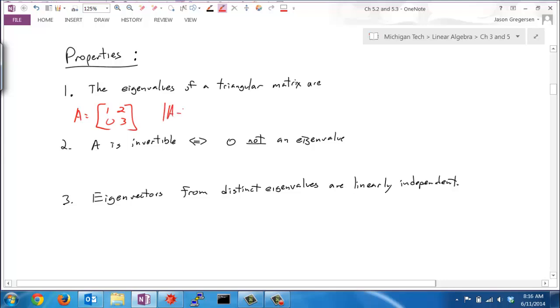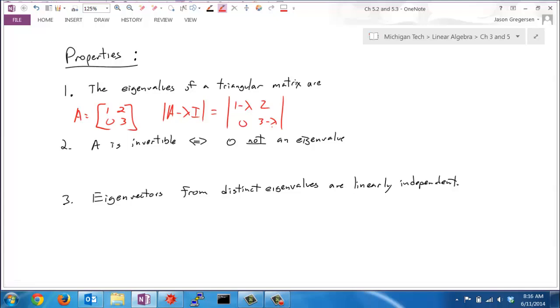If we calculate them, we have to go like this. But that's triangular. So it's easy for me to calculate the determinant of this thing. What is the determinant of this thing? Well, the determinant here is just the product of diagonals. So we're not quite there yet. But it's just 1 minus lambda times 3 minus lambda. And so when is this thing equal to 0?